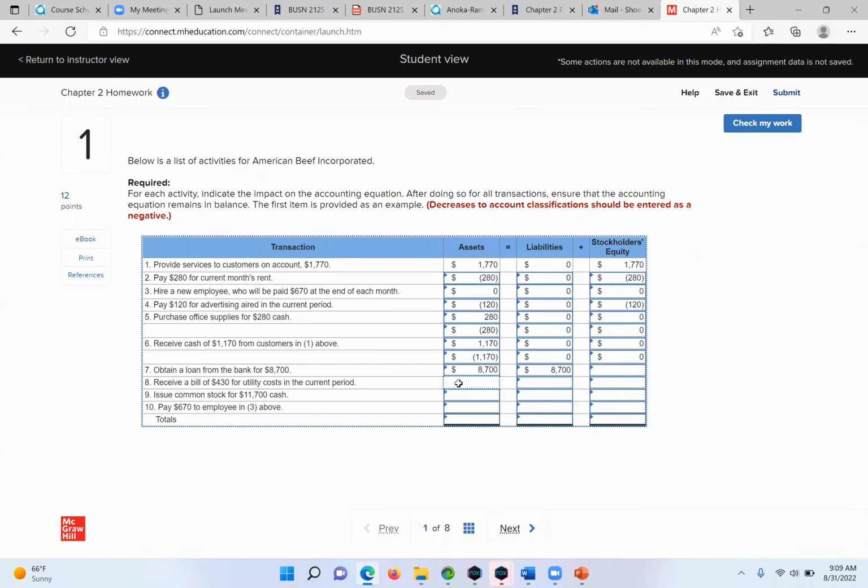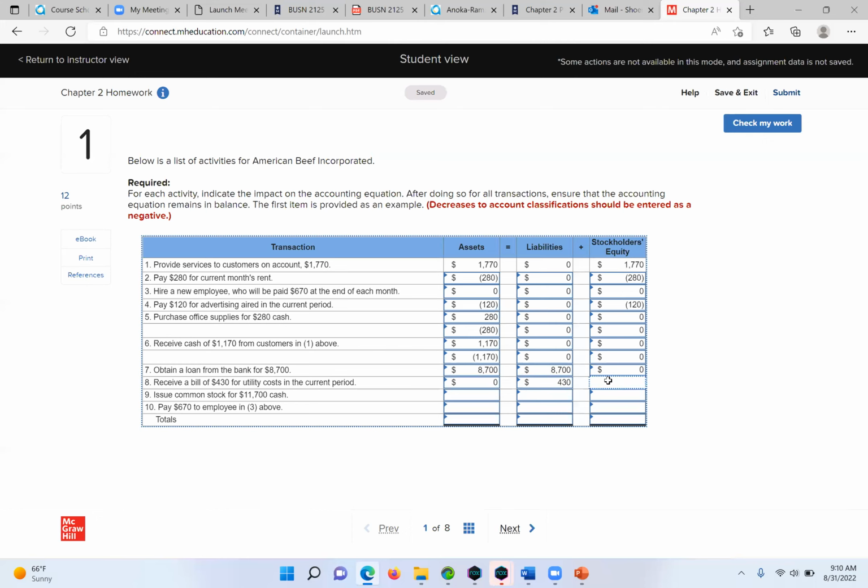Next, we receive a bill of $430 for utility costs during the period. What does that mean? We have a utility expense we need to pay, but we haven't paid it yet. But we have the bill. We've used the utilities. We owe the money. So think about it. Cash was not involved. We haven't used cash yet. There's an accounts payable.